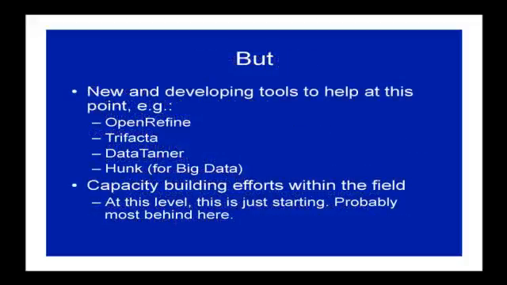So there are a lot of really new and developing tools to help at this point in our process. Open Refine, like I showed you. Trifacta, which used to be, I think, Stanford's Data Wrangler. Data Tamer is one out of MIT. Hunk is from the company Splunk. It's for big data. IPython with Pandas is another example. And the capacity building efforts in the field are happening. I would say at this level, and those of you in the room who, like me, are in the process of working with groups to develop master's programs, this is maybe where we're having to think a little harder because we have a little bit less capacity right now in the field in this area. But we are starting, and we'll get there.